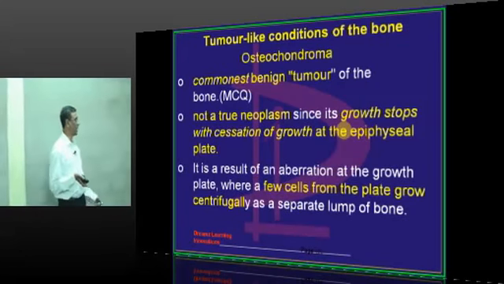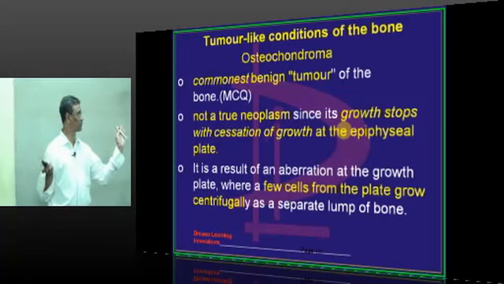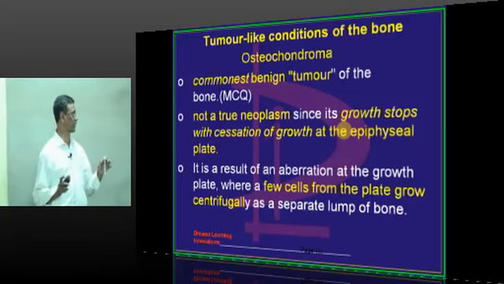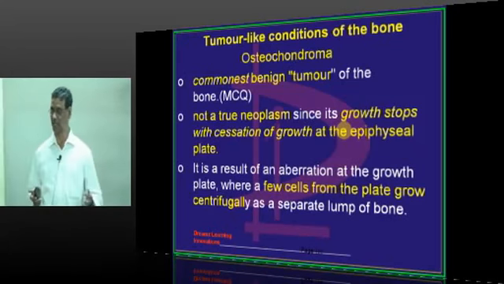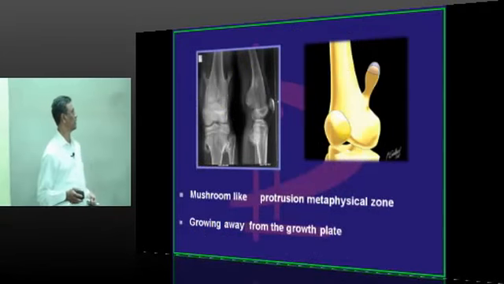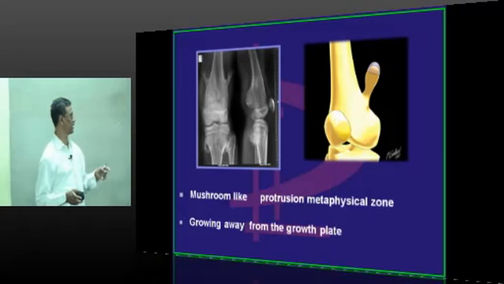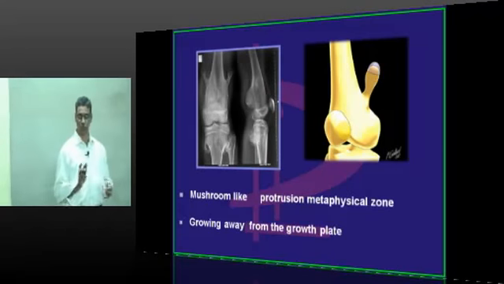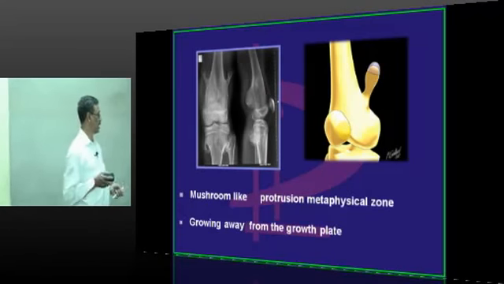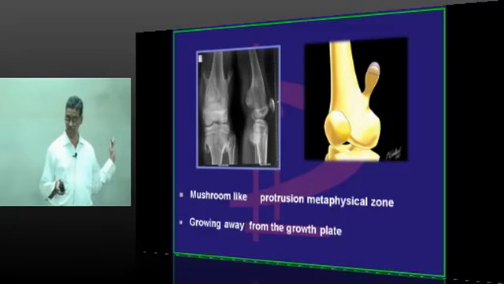As a result, the aberration at the growth plate, where a few cells of the plate grow centrifugally as a separate lump of bone. So they see the growing ends, lower end of the femur, upper end of the tibia, that is the growing ends. It is a mushroom-like protrusion, in the metaphyseal zone, growing away from the growth plate.